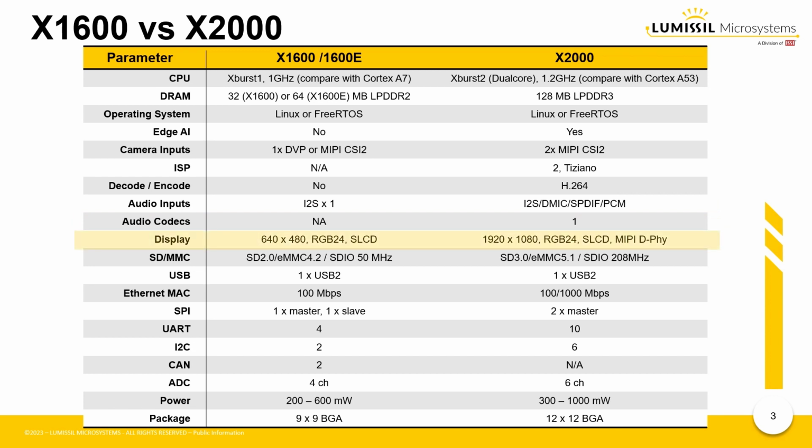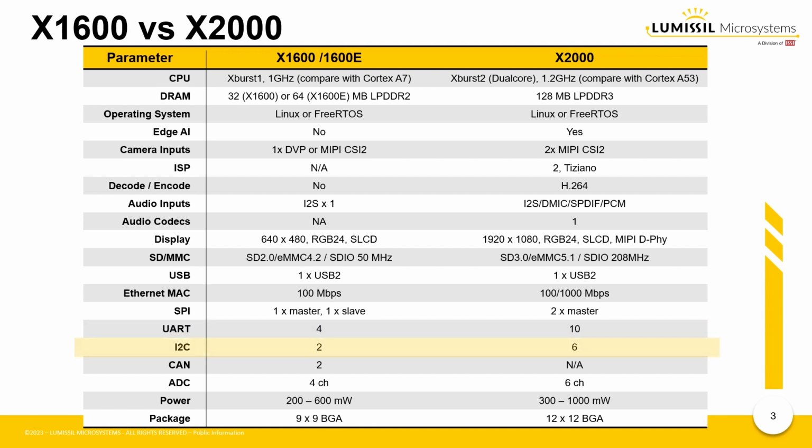The X1600 can output to a display that's 640 by 480 based on the RGB24 SLCD formats. The X2000 can output up to 1920 by 1080 resolution on RGB24 SLCD and the MIPI D-PHY. Both have SD memory cards. Both support USB 2. Both support Ethernet, where the X2000 supports up to 1000 megabits per second. Both have SPI ports, where the X2000 has two. Both support UART. The X1600 has 4 UART ports, and the X2000 up to 10.